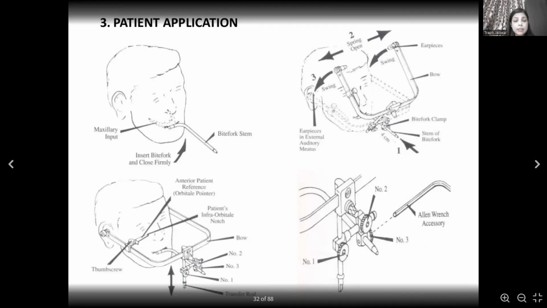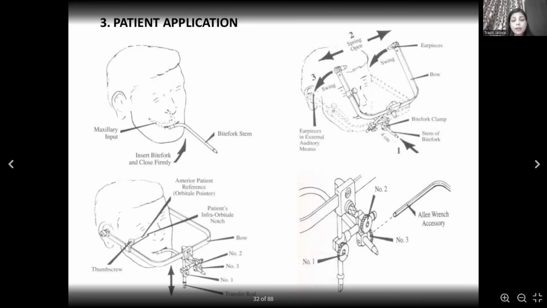You can see this is the infraorbital notch in the patient, and the orbital pointer in the facebow. The orbital pointer is coinciding with the patient's infraorbital notch, and as soon as it is coinciding, we are locking the number one screw. Then we move it horizontally in this way, so that the stem and this center part coincide with the patient's midline.